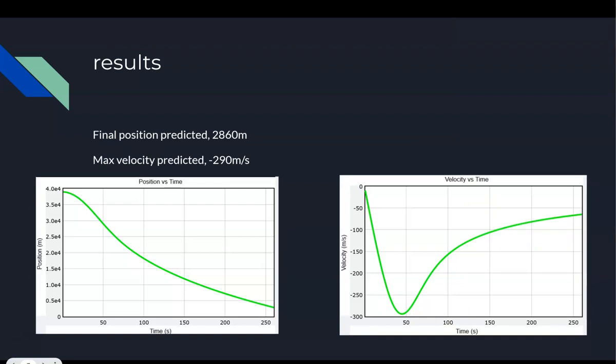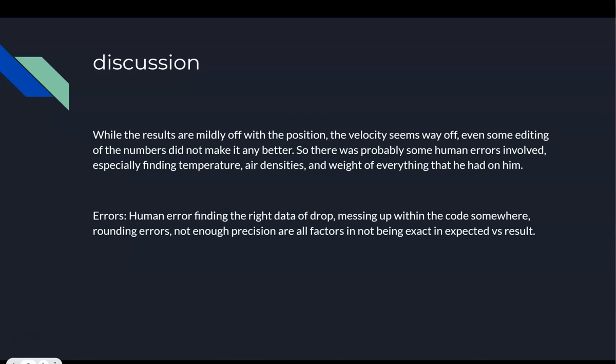So these are the results that we have. The final predicted position is 2,860 meters, which isn't that far off, but the maximum velocity predicted was around 290 meters per second, and of course I put in negative because he was going downwards. It was not close to what he had, which was 377.1. So while the results are mildly off for the position, the velocity seems way off.